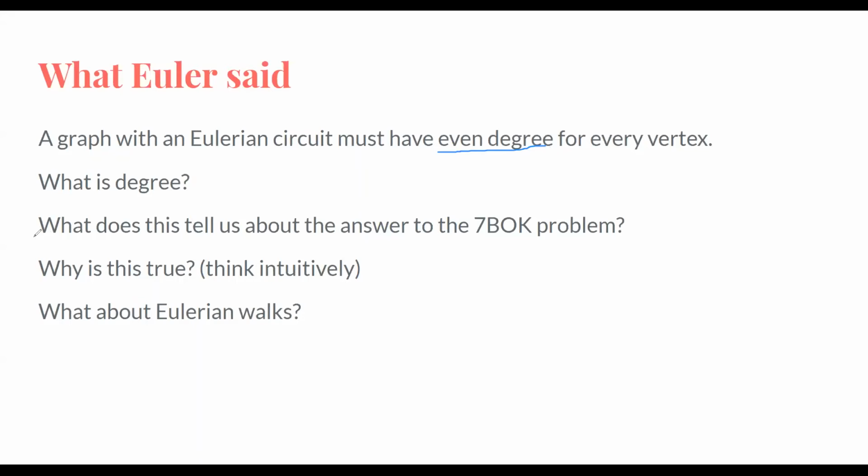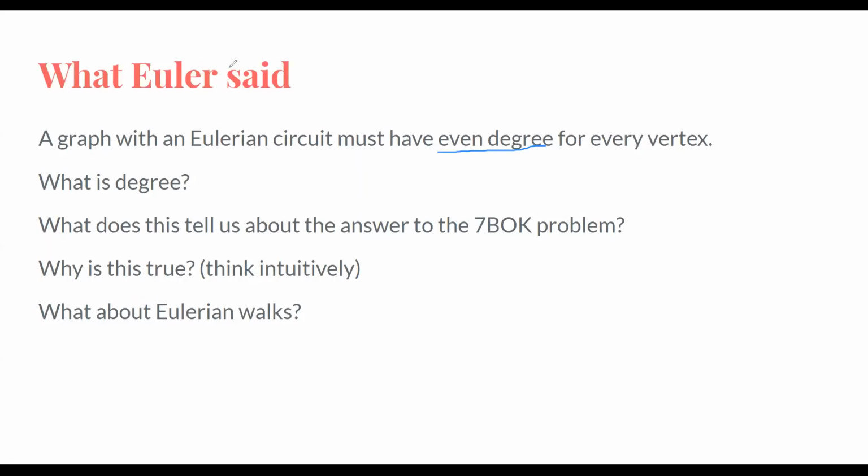Yeah, the 7 bridges of Königsberg does not have an Eulerian circuit. The answer is no to that problem because not every vertex has even degree in that graph. In fact, none of them have even degree in that graph. So there does not exist an Eulerian circuit. It is not possible to traverse those bridges, all of them exactly once, and end up in the same spot.